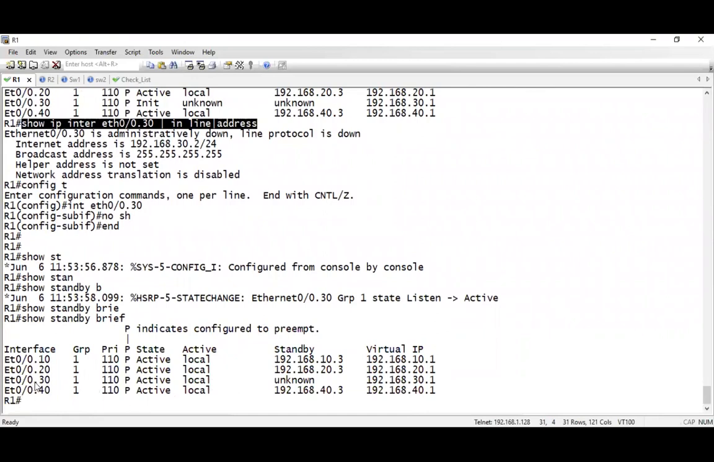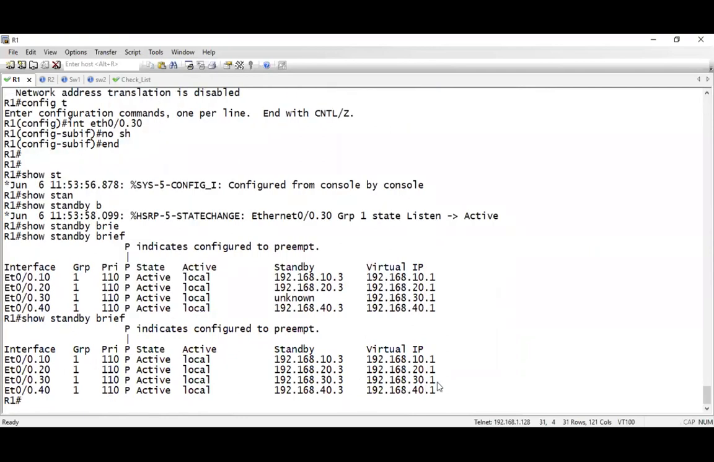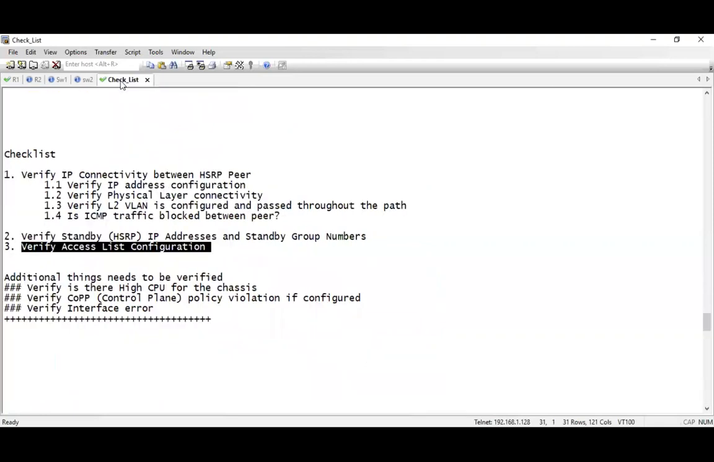Okay, I did that. Now Ethernet 0/0.30 is saying I am the active and I don't know who is standby. Maybe convergence is still happening. Yes, now HSRP hellos are exchanged between R1 and R2 for this subinterface, and it shows R1 is active and R2 is standby. So this checklist is very important whenever you are troubleshooting HSRP. Hope this was useful. Thank you so much.